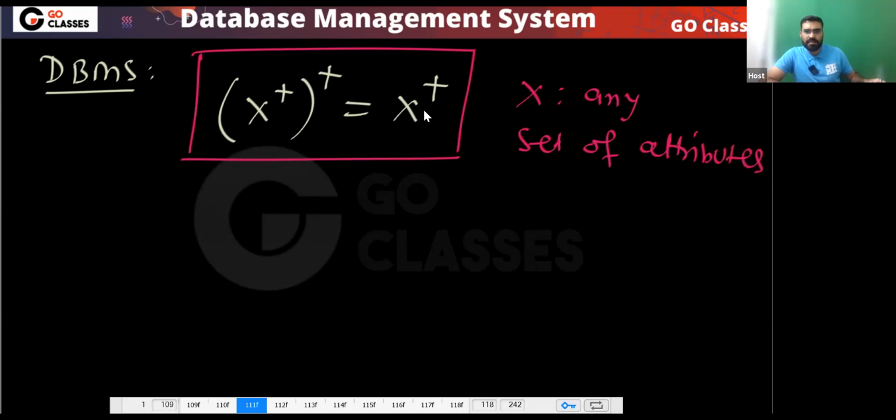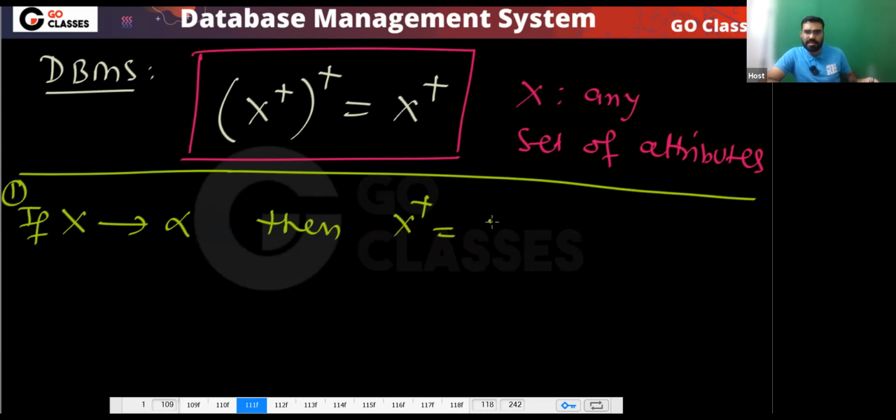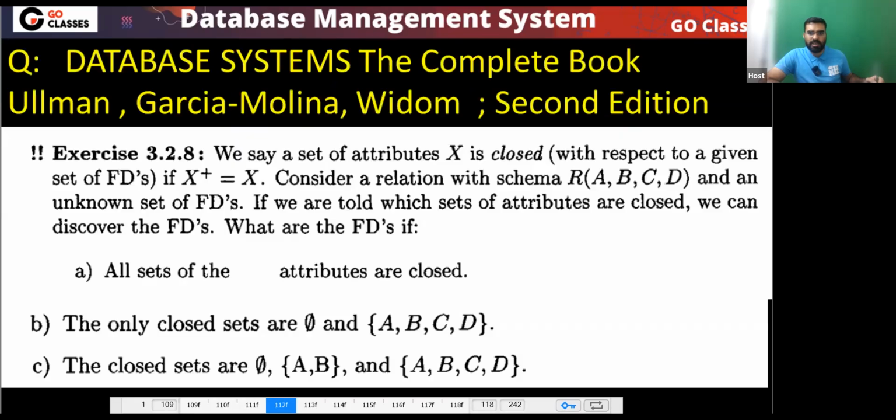And these small results you can remember. What are the small results? If X can determine alpha, then X closure is the same as X alpha closure. We have already seen this result. Whatever X alpha can determine, that we will put. So now let's move on.